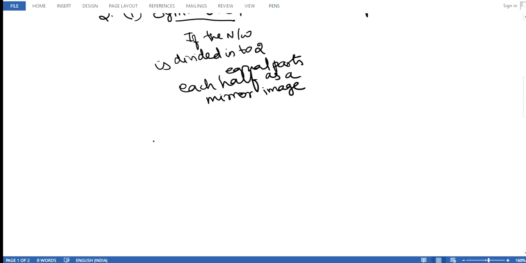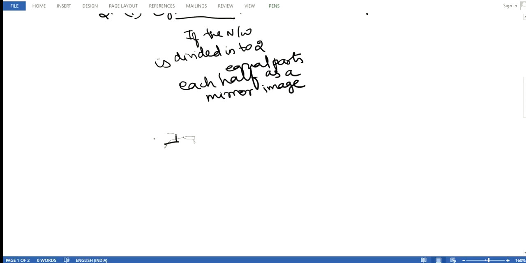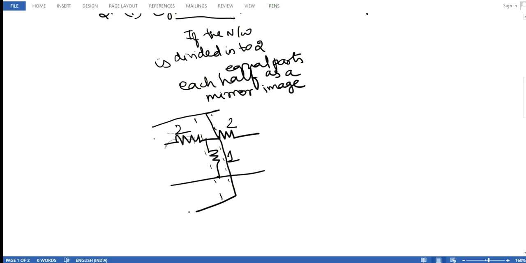For example, see a resistor and a resistor, and let it be 2, 2, 1. This is my network. If I divide the network into two halves, the first half contains 2 and 1 ohm. The next half, if it is divided like this, is 2 and 1 ohm. So when you divide into equal halves, it will be the mirror image.